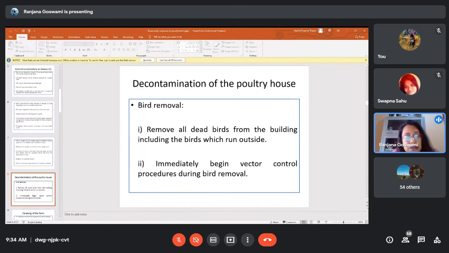One point I told you: whenever you bring new chicks to your farm, you have to prepare the farm in a proper way. Or if there is any transmission or occurrence of diseases in your poultry shed, then you have to take care of it properly. So how are you going to decontaminate the poultry house? Suppose there is an outbreak of disease on your farm. What are the things that you should do? First is the removal of the birds. That is very important.